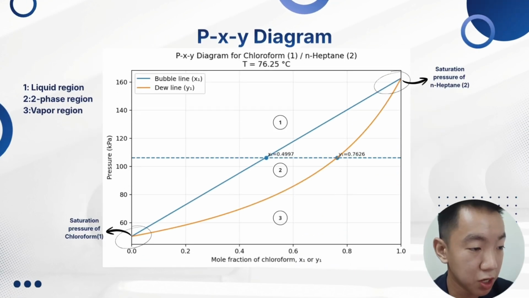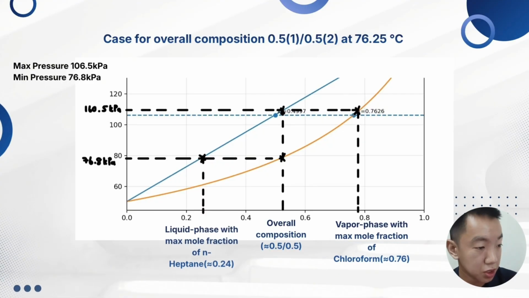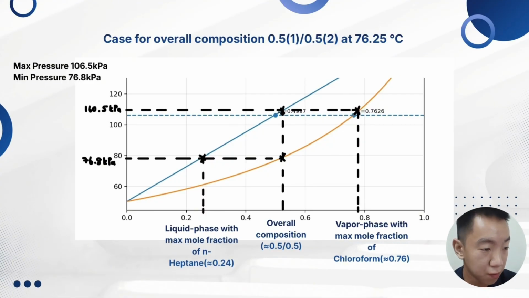So this is the PXY diagram for chloroform and heptane at temperature 76.35 degrees C. They are also separated into 3 regions, which are the liquid region, two-phase region, and also the vapor region. Okay, so next this diagram shows the case for overall composition of 0.5 chloroform and 0.5 n-Heptane at 76.25 degrees C. So the range of suitable pressure which allows the separation process is 76.8 kilopascal until 106.5 kilopascal.